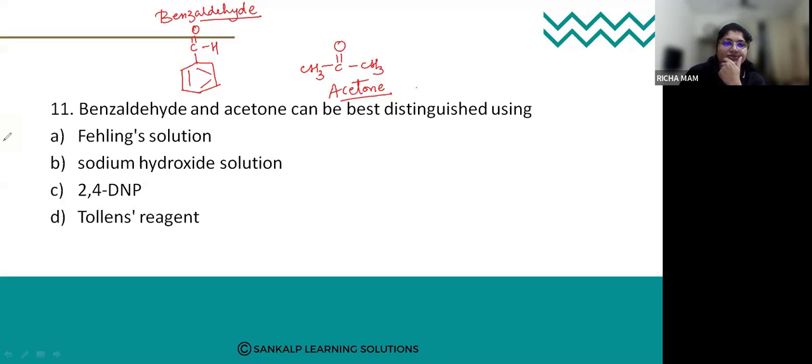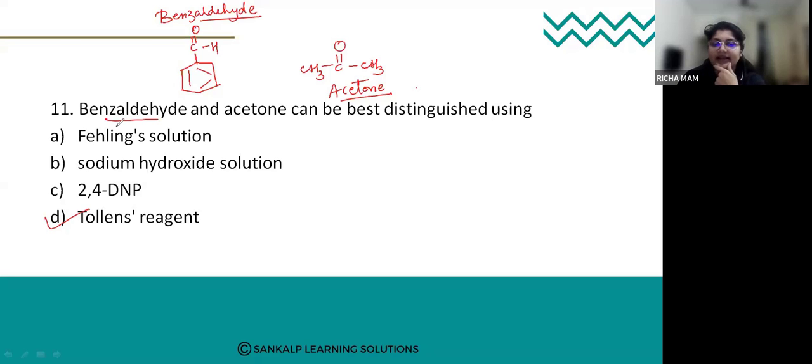benzaldehyde is what? It is a reducing agent. It comes under reducing agents. So if I treat this, the best test is by using the Tollens test, because ketones do not give the Tollens test, right? So one is an aldehyde, another is a ketone. So the best test to distinguish between an aldehyde and a ketone is the Tollens test.